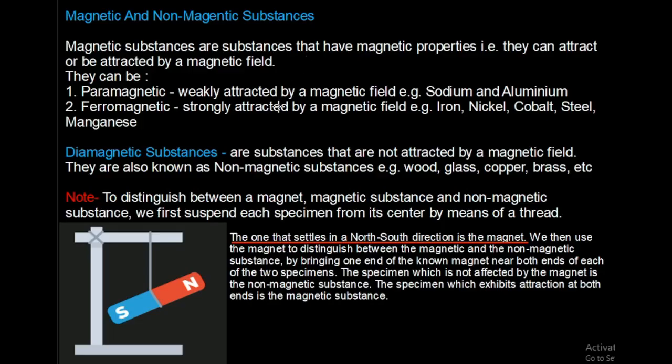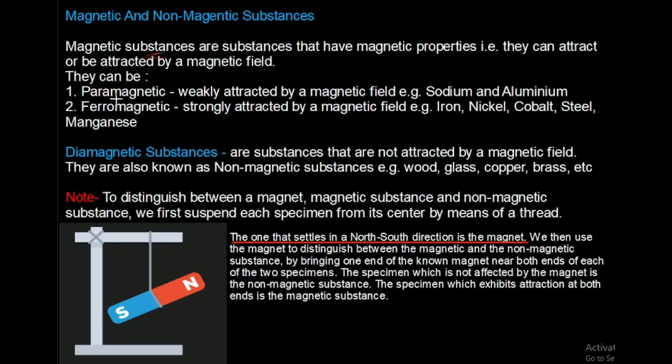Now, next we are going to be talking about the magnetic and non-magnetic substances. Magnetic substances are substances that have magnetic properties. That is, they can attract or be attracted by a magnetic field. Substances that can be attracted by a magnetic field, or can attract other substances, or have the potential of attracting other substances, are what we call the magnetic substances.